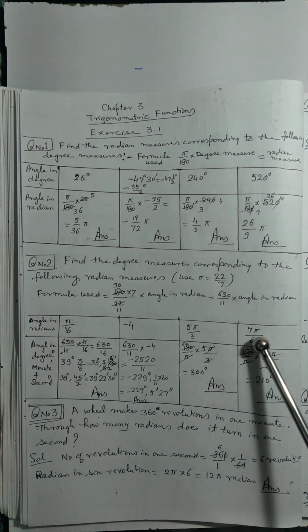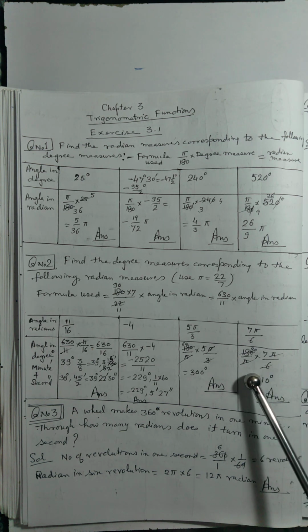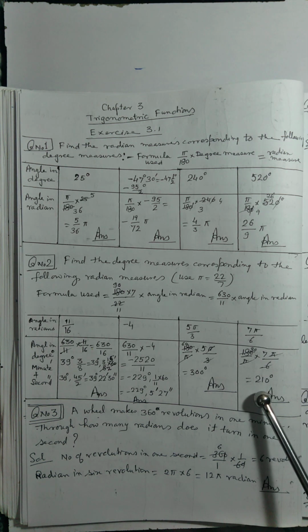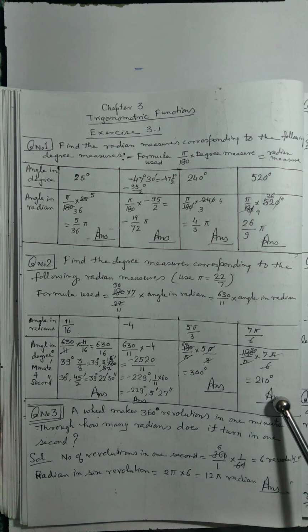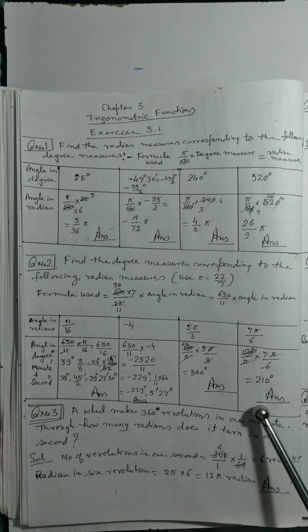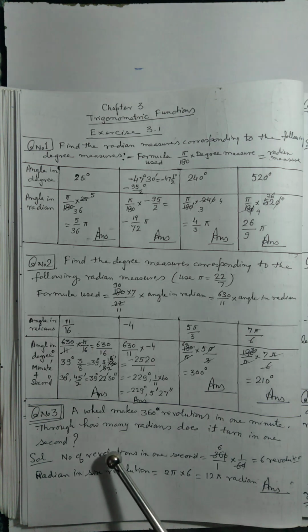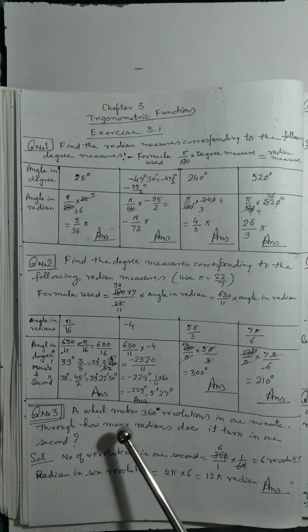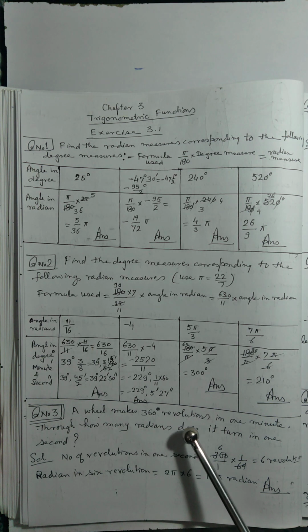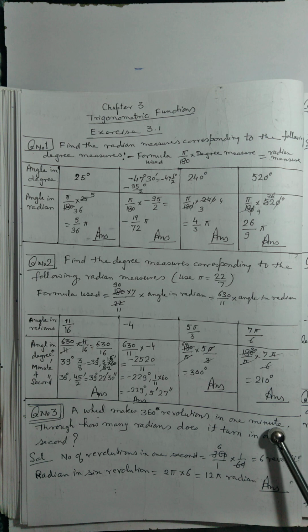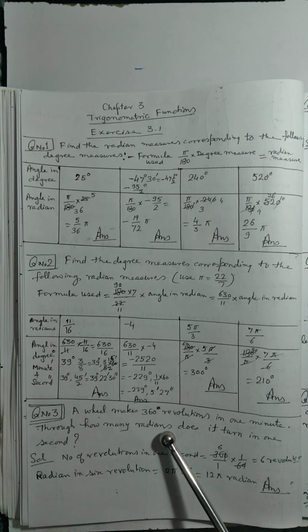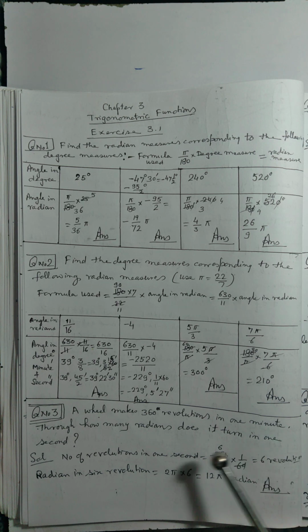Now the next is 7π/6. So 180/pi into 7π/6, that will be equal to 210 degree. And these are the answer of the question number 2. Now come to the question number 3. A wheel makes 360 revolution in 1 minute. Through how many radian does it turn in 1 second?